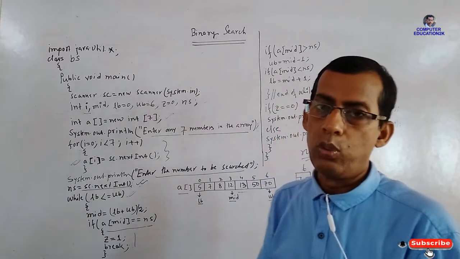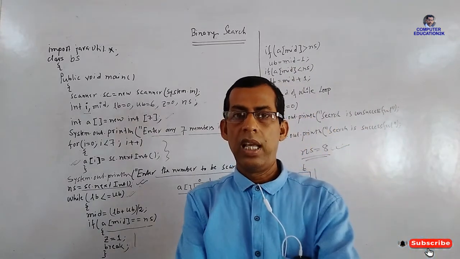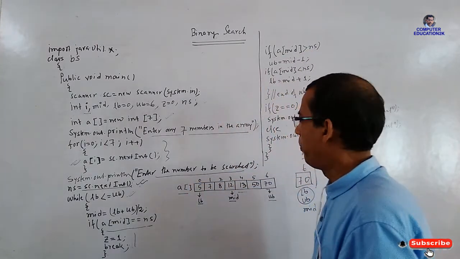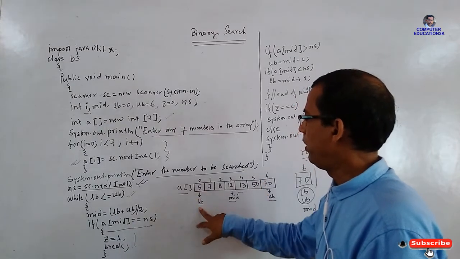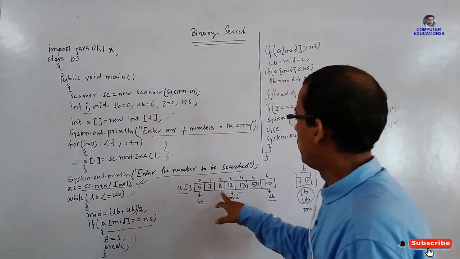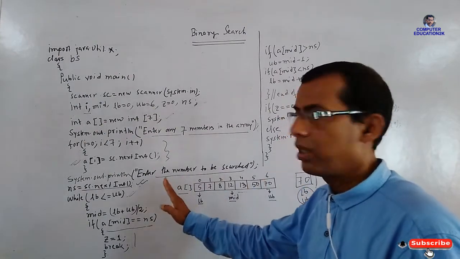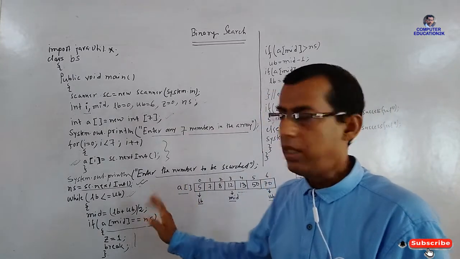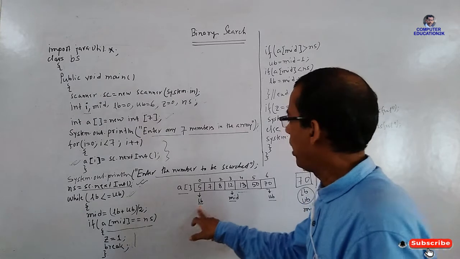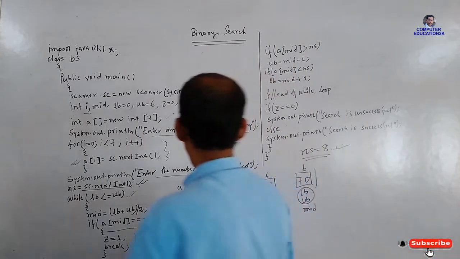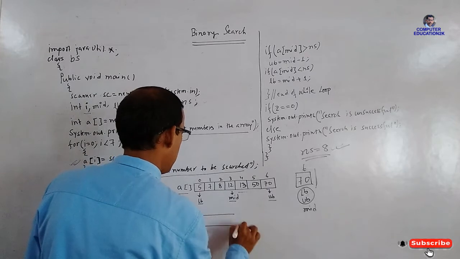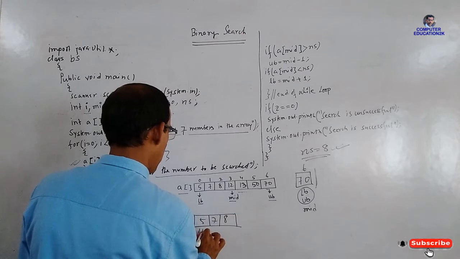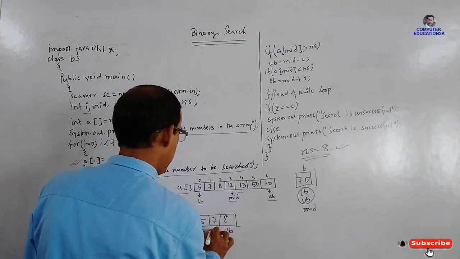Now what do you have to do? You have to break the array in two parts according to the logic of binary search. If you break the array in two parts, this will be lower bound and this will be upper bound, and you will get the number in the left hand side because the mid number is bigger than 8. So obviously you will get the number in the left hand side of the array. So this will be lower bound and now this will be upper bound. Now you can see here 5, 7, 8. Now this is lower bound, this is upper bound, and this is mid.